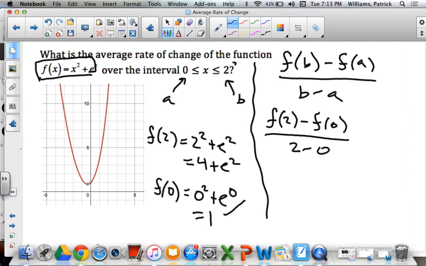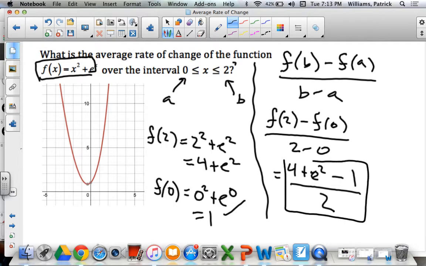So if we plug this in, we're going to get that the average rate of change in this case is going to be 4 plus e squared. Again, that's my f of 2 minus 1, which was my f of 0, over 2, and that's what it is. All right? Graphically, if we drew these points, 0 right here, and 2 is going to be up around here somewhere, what we're calculating is the slope of that line connecting those 2 points. Okay? That slope is what this value is right here, and that's our average rate of change.